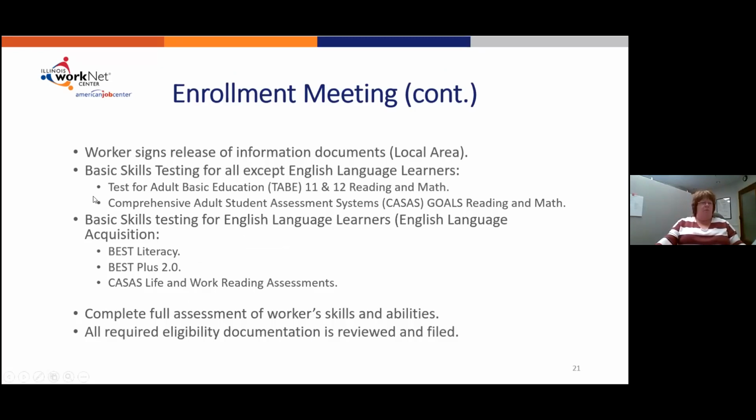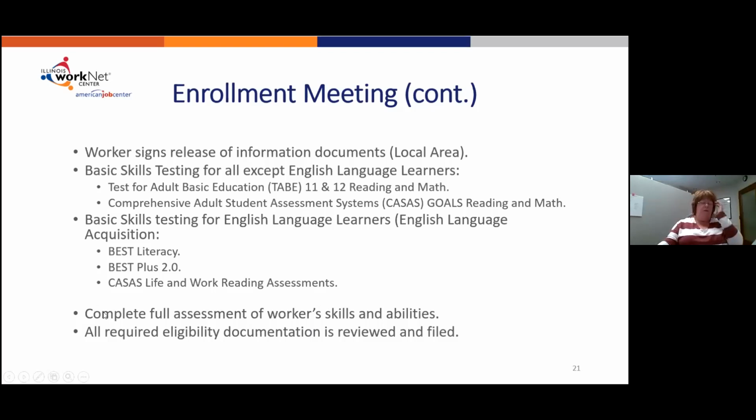They're going to do basic skills testing for all people except like the English language learners. And for those there's the TABE test, as we all have heard about, the TABE 11 and 12 for reading and math. There's the Comprehensive Adult Student Assessment Systems, CASAS Goals, reading and math also. One of those could be provided. For English language learners or English language acquisition, there are 3 tests here that can be provided to those participants to meet the requirement for the testing.